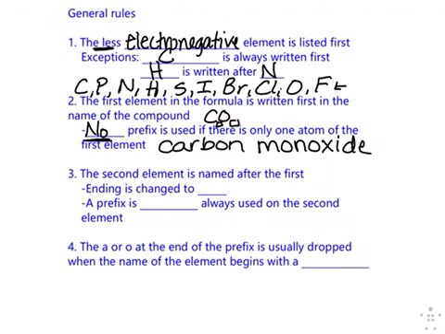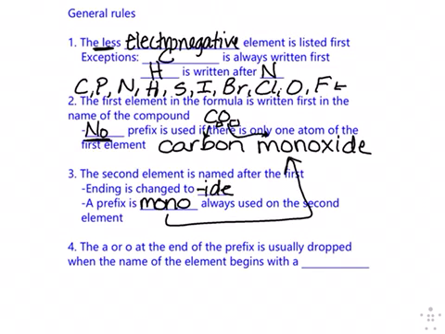And then the second element is named after the first element, so we followed that. We named carbon first and then oxide, or oxygen. The ending is changed to -ide, just like in ionic compounds. And then the prefix mono is always used on the second element. Again, just like we did here.